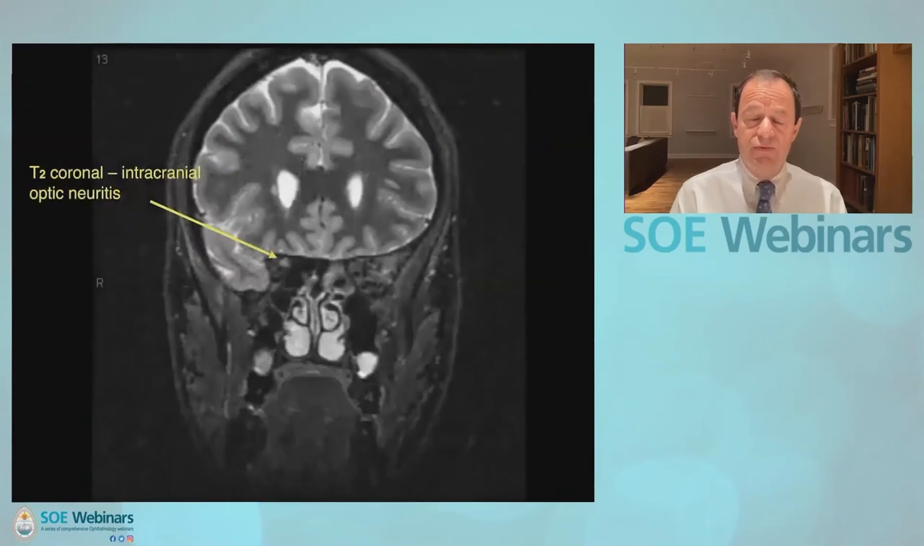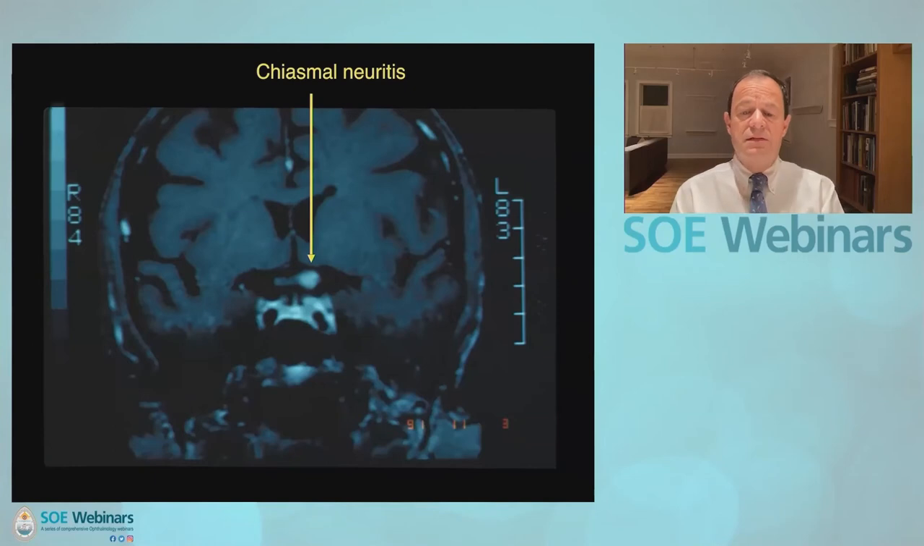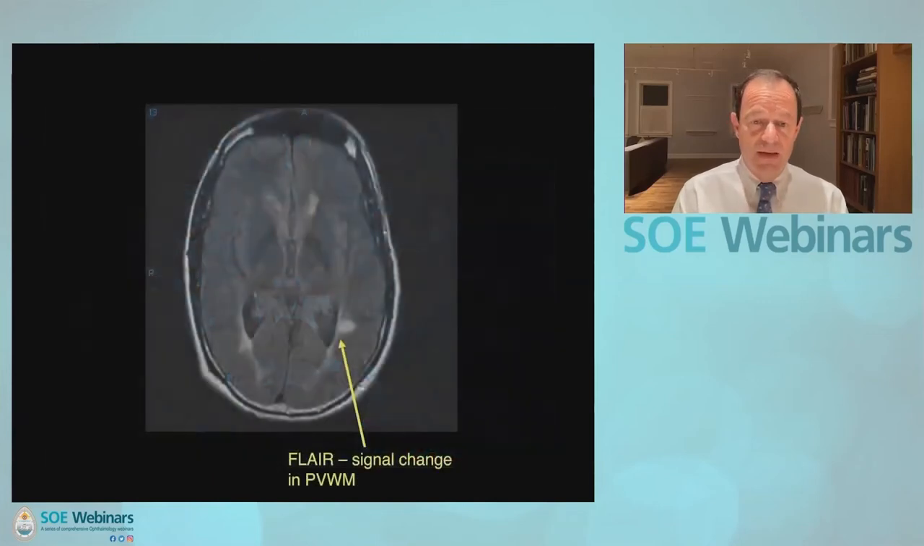Here again, an intracranial optic nerve that shows signal change. And of course, the chiasm is an area of the brain that has all the visual pathways that come together. And if the slices of the MRI are thick enough, you might miss an inflammation or enhancement or even a tumor of the optic chiasm.